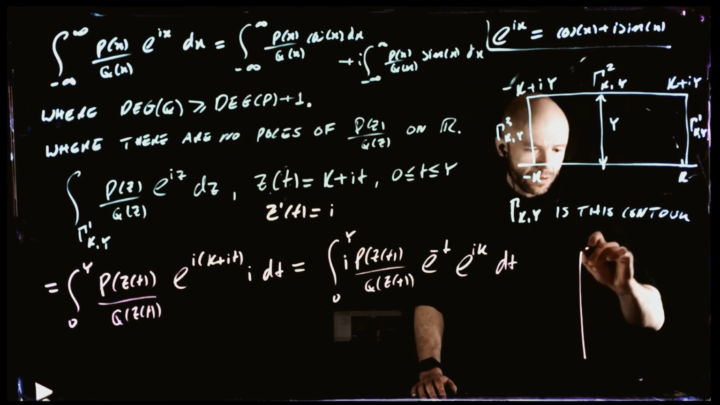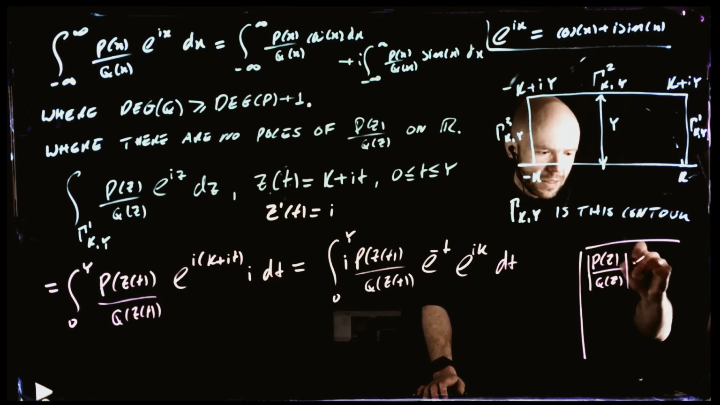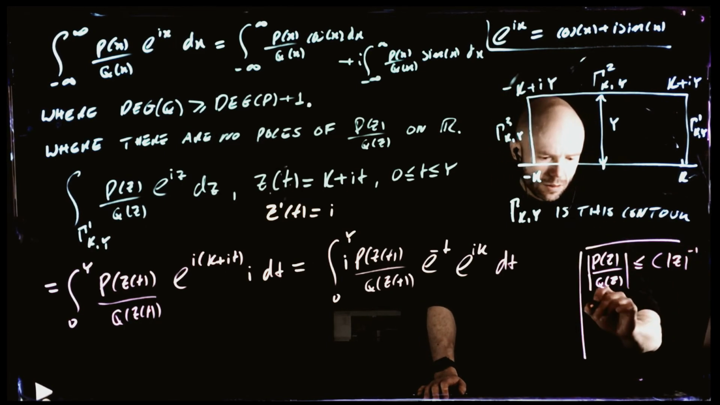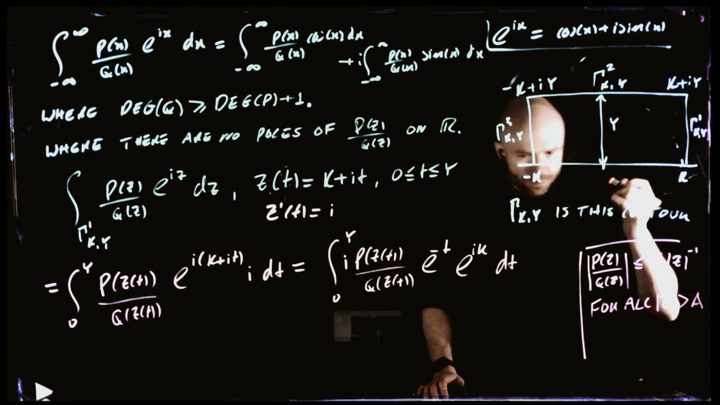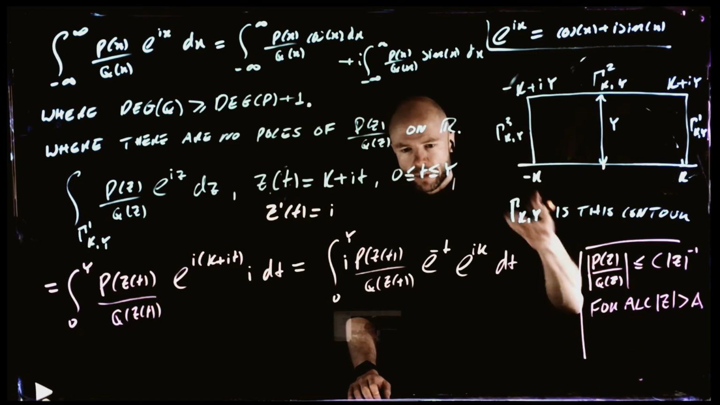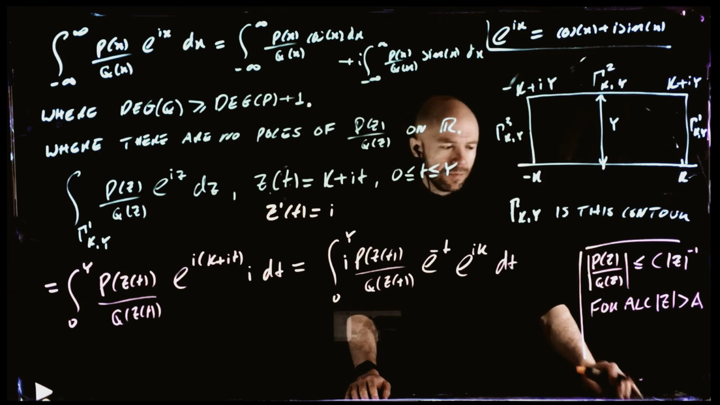So the absolute value of P of z over Q of z is less than some particular constant, I don't care what it is, times the absolute value of z to the minus 1, for all z with absolute value bigger than, whatever, capital A. Yeah, there exist these constants c and capital A such that this is true by exactly the same argument we did before. Are you happy with that? Cool.